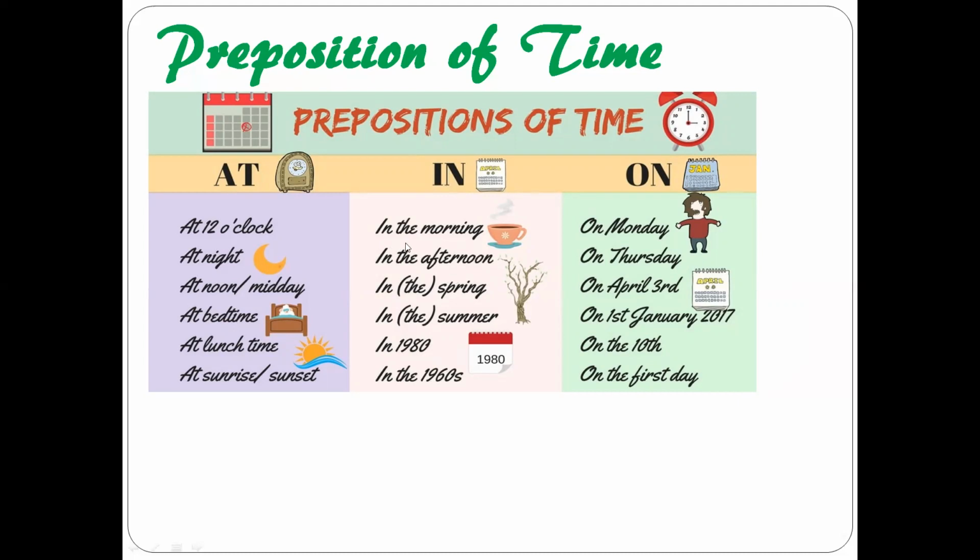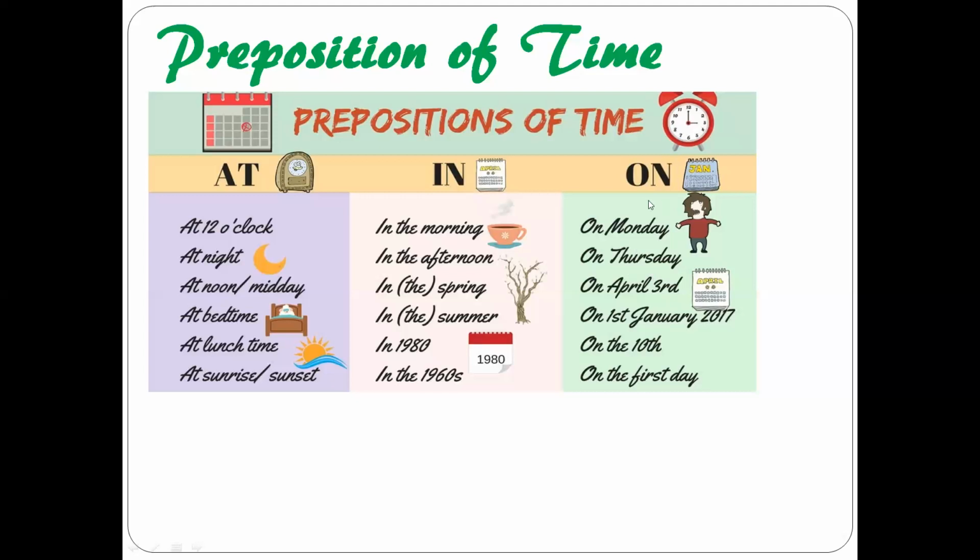Now coming to in. We use in to depict morning and afternoon. So when you have to say in the morning, in the afternoon, you make use of in. We also use in to talk about seasons, like in winter, in spring, in summer. It is also used to talk about years, like in 1980, in 1950. He was born in 1990. We started our company in 1995.